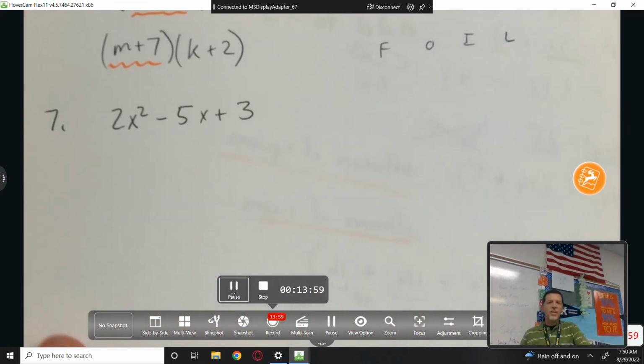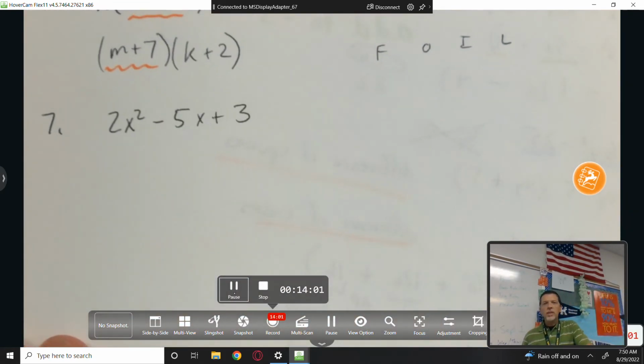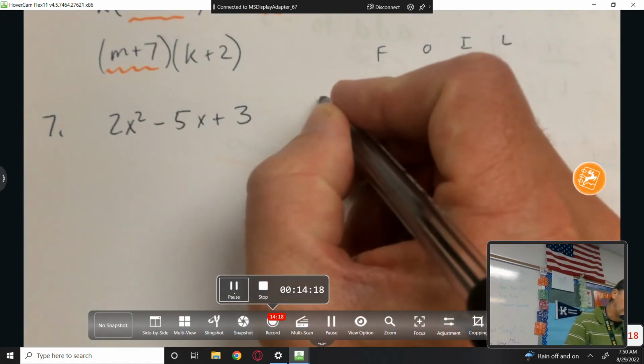Probably your least favorite. 2x squared minus 5x plus 3. Why would I say that's your least favorite? What's different about that one? There's no GCF. Okay, no GCF. That's part of the answer.